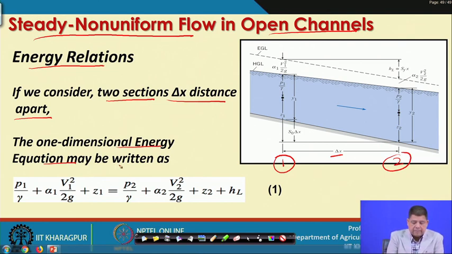then the one dimensional energy equation may be written as, at section 1, the sum of the energies, that is pressure head, velocity head and elevation, will be equal to the pressure head, the velocity head and the elevation head at section 2 plus the HL, that is head loss due to friction. So, this is the form of one dimensional energy equation for steady non-uniform flow.